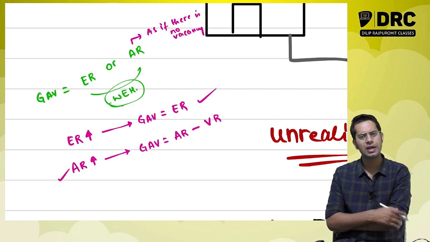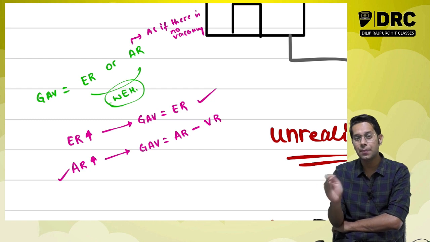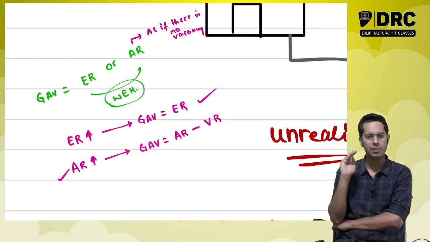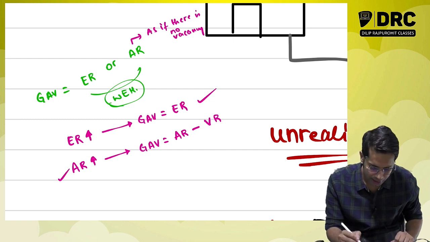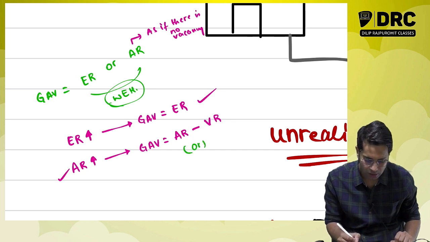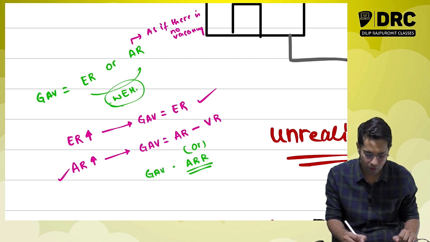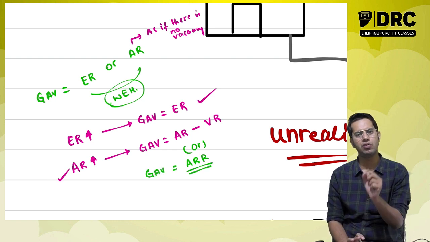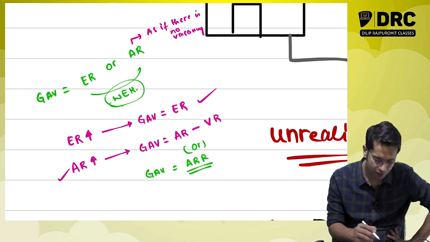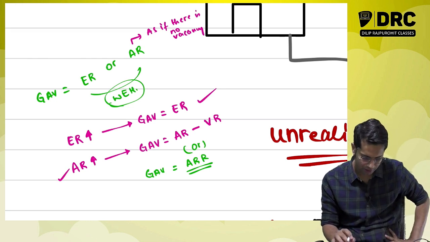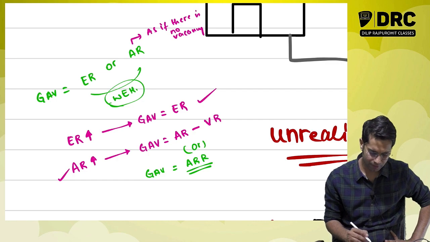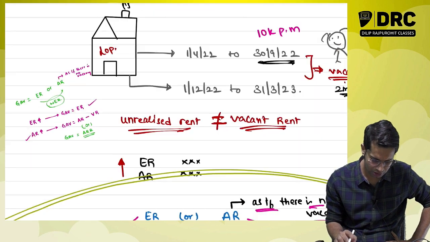If actual rent is higher, then your actual rent minus vacancy period rent will be taken as gross annual value. In short, if your actual rent is higher, then your actual rent received will be taken as gross annual value. This is in short the concept of vacancy.